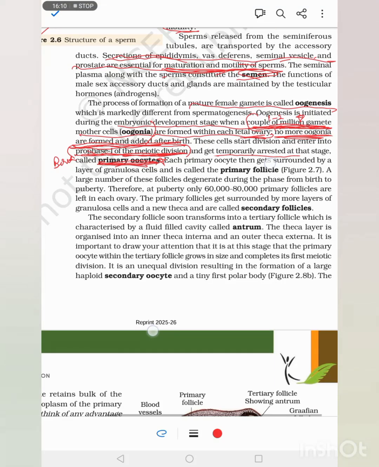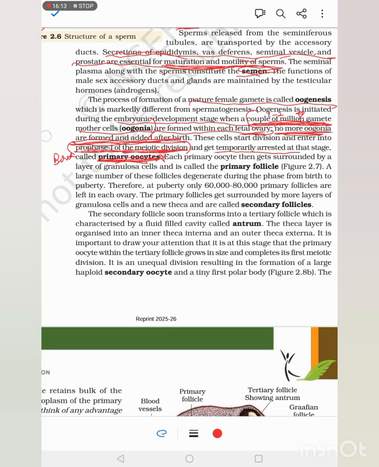Okay, and this is in the ovary. Inside the ovary, so many primary oocytes get formed. All are arrested at prophase 1, and they start getting covered by a layer of granulosa cells, and then it becomes the primary follicles.